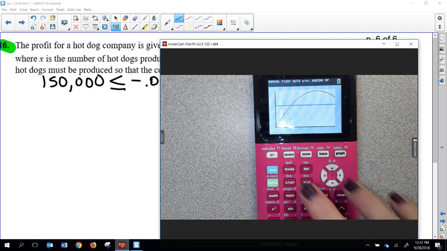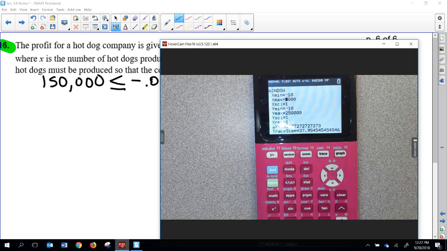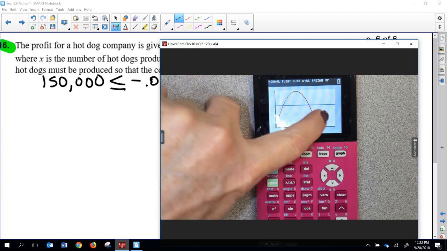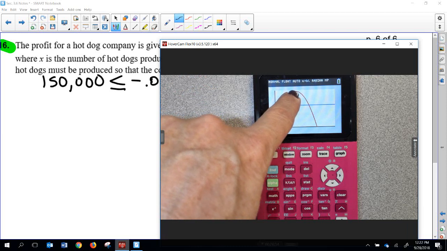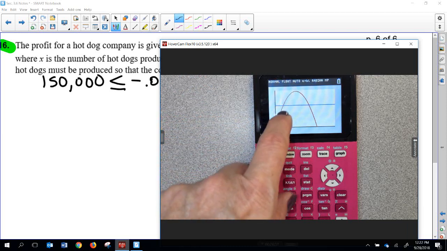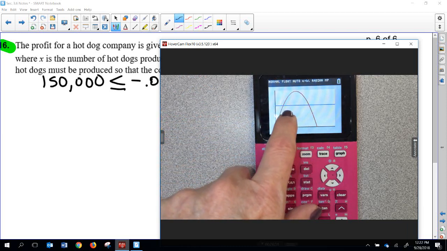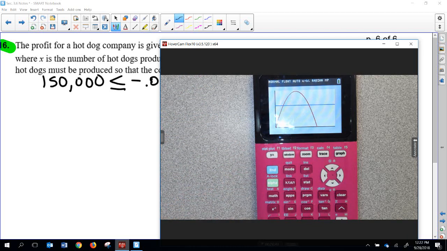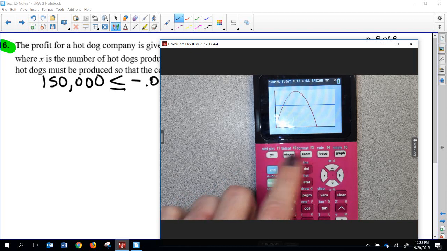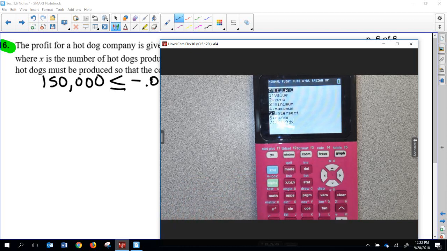Oh, so close. Make it a little bit bigger. Let's just go way big. Let's go 10,000. So there's the 150,000 mark. There's our profit function. Where am I looking then? Would I be looking in this range, this area here, and this area here, or am I looking up there? Above, right? These are the profits that are above 150,000. What am I going to want to find then? The points of intersection. So second, trace, calculate, intersect.